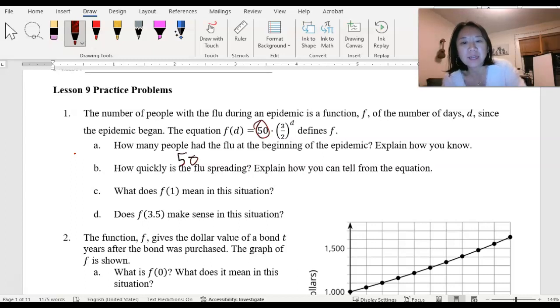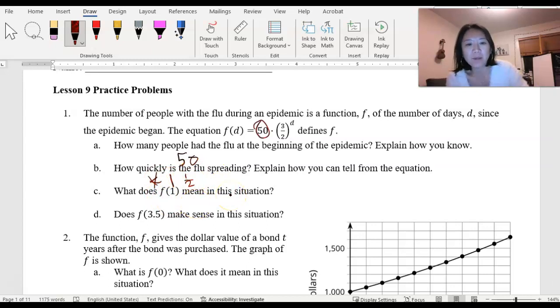So this means that it is multiplying by 3 over 2, 3 halves rather, which is times 1.5. So times 1.5 each time, right? So every day it's spreading to additional 1.5 people.